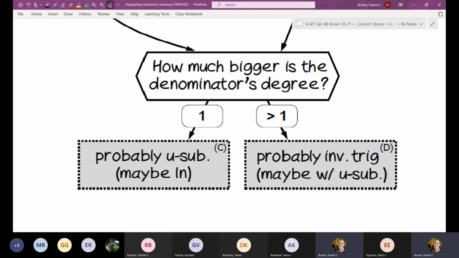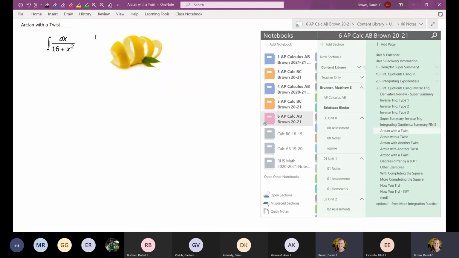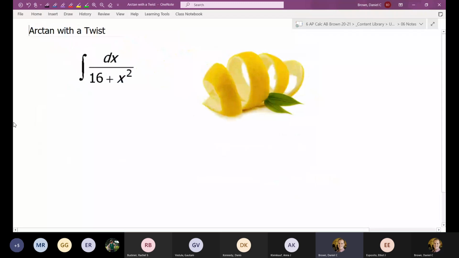You want to just be able to compare the degrees that you see. If the denominator degree is more than one larger than the numerator, definitely, probably inverse trig. If the degree of the denominator is just one bigger, then it's going to be a natural log rule. And if all else fails, just try the u sub and see if it's going to work. If the u sub doesn't work, then try the other rule. So let's go ahead and look at examples. Start off easy. Try that one for me.